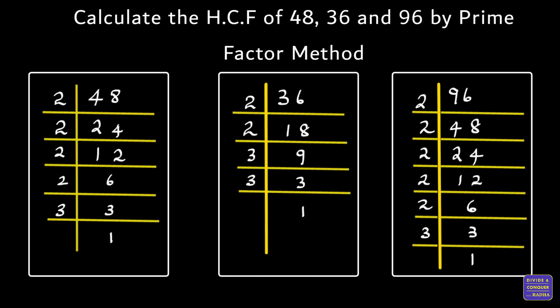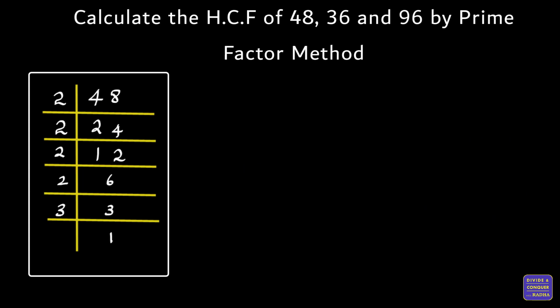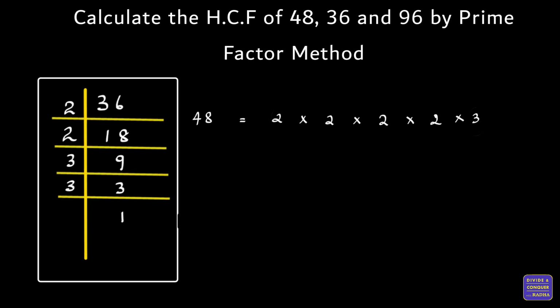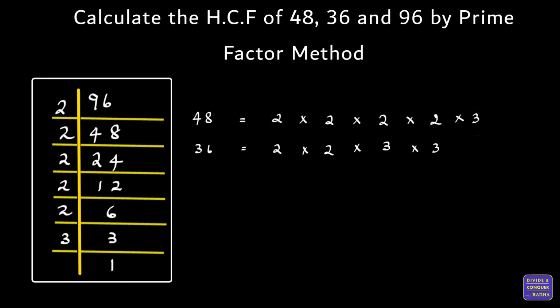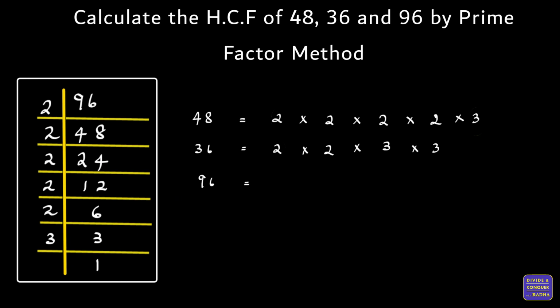Now let's write down the factors for all the three numbers. So 48 is equal to 2 into 2 into 2 into 2 into 3. 36 is equal to 2 into 2 into 3 into 3. And 96 is equal to 2 into 2 into 2 into 2 into 2 into 3.